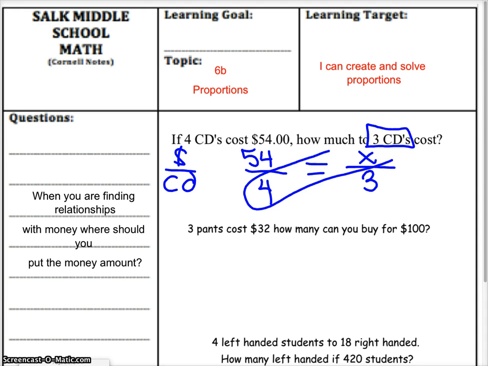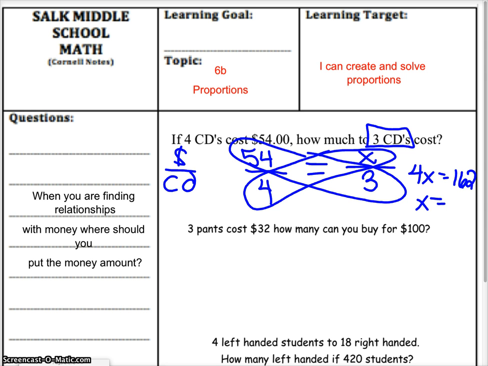Cross product, set it equal to each other. 54 times 3 is 162. And x equals 40.5. But we're talking about money, so put the 0. $40.50.